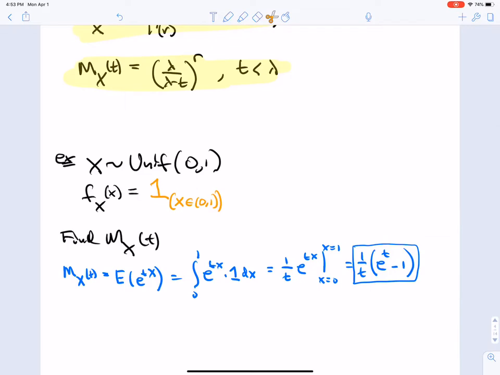As another example, if X is uniform 0, 1, so its density is 1 for x in 0, 1, I had you calculate the moment generating function. That is the integral from 0 to 1 of e to the tx times 1 dx. And so that's 1 over t times e to the t minus 1.